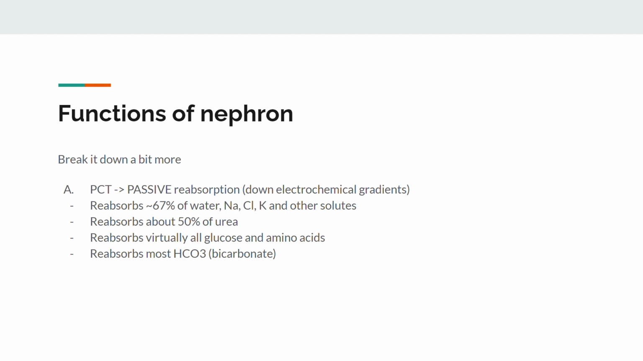So your proximal convoluted tubule, as you might remember from ISM, is all about passive reabsorption. It's all about following down electrochemical gradients. Some active reabsorption and active secretion does occur, but for the most part I want you to think of passive reabsorption. And so it reabsorbs about 67% of the water, sodium, chloride, and potassium of the filtrate. It reabsorbs about 50% of the urea.